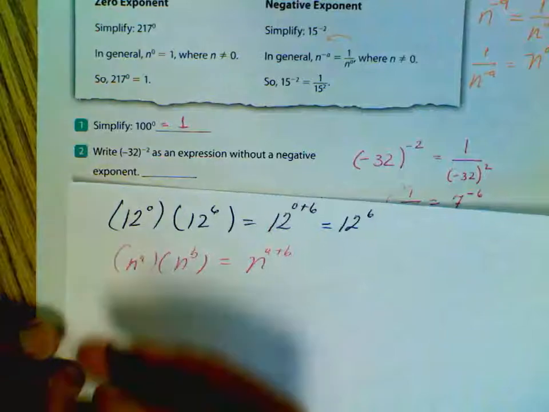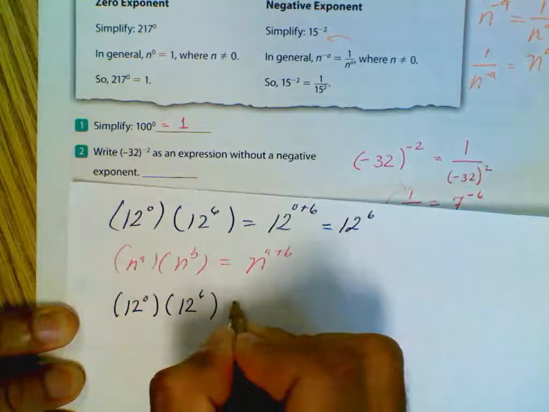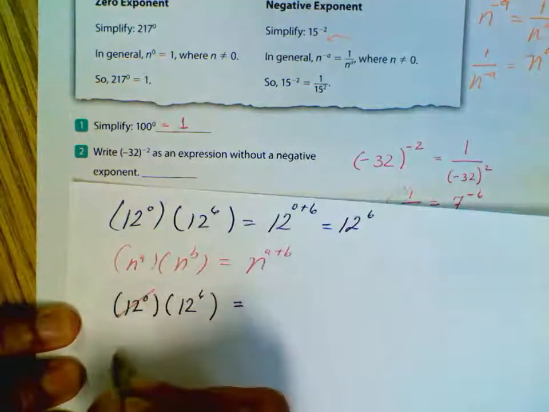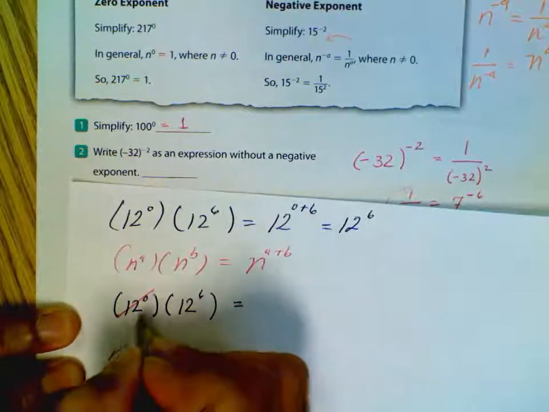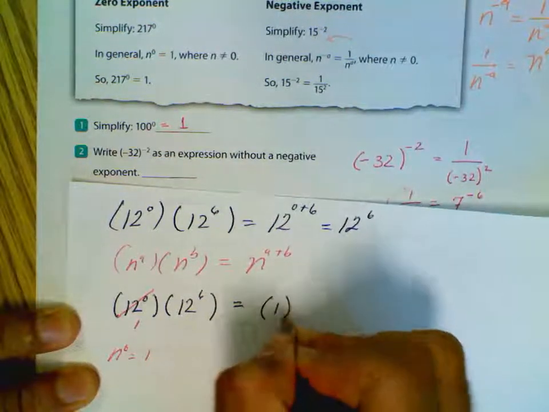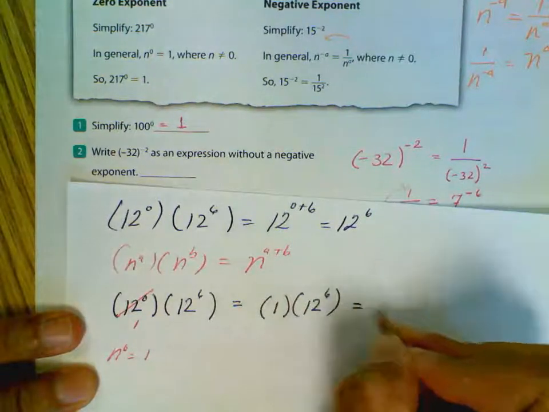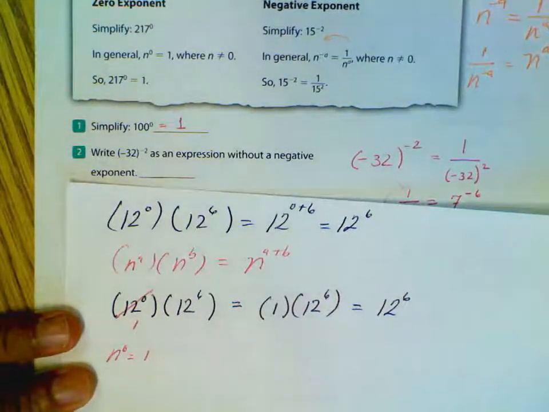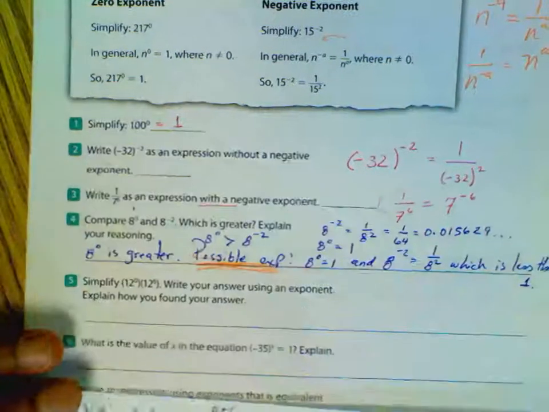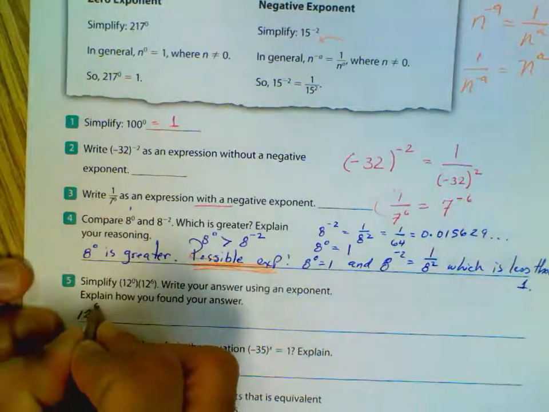What would be another way? If you have 12 to the 0 times 12 to the 6, what is 12 to the 0 by the definition of n to the 0? It equals 1. So in this case, you have 1 times 12 to the 6, by the identity property of multiplication, equals 12 to the 6th power. Exactly the same solution, different steps. So to explain how you found your answer, the solution is 12 to the 6th power.